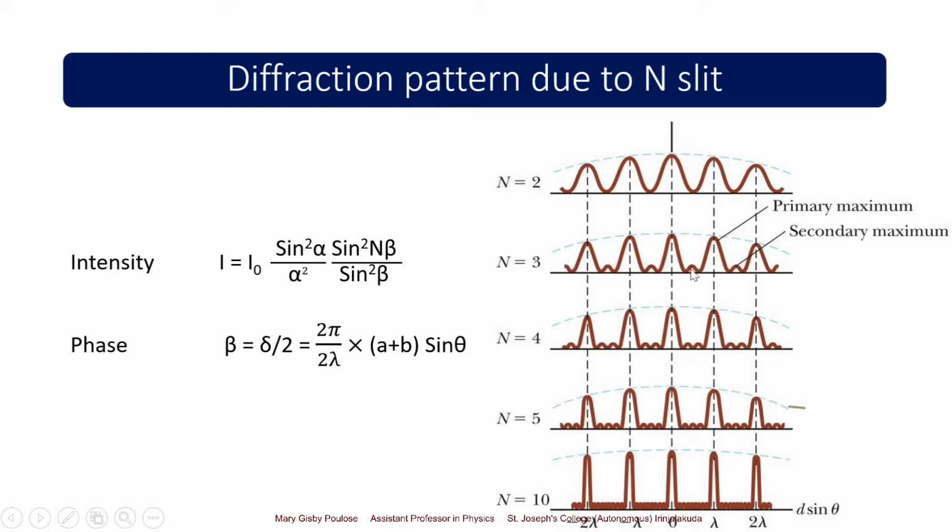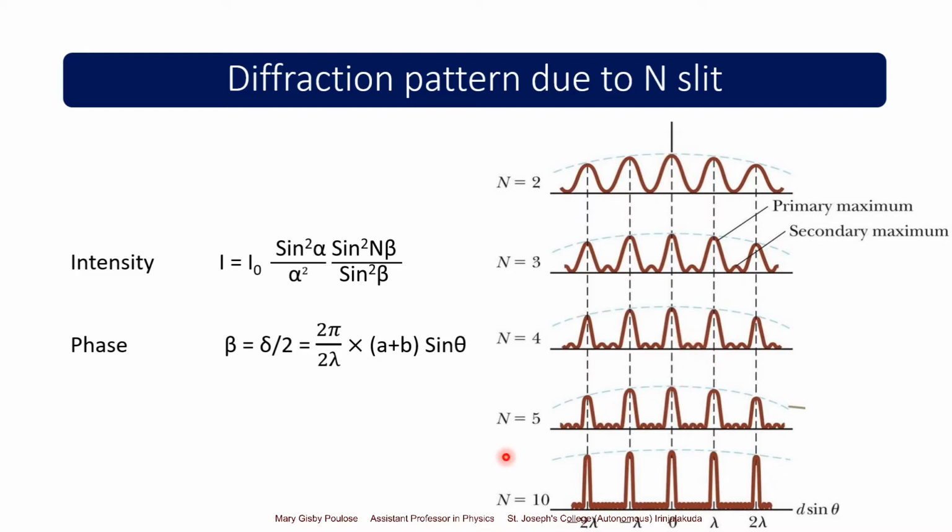Likewise, when n is equal to 4, we have a number of primary maximas, and all their intensities gradually decrease as we move away from the center. In between these primary maximas, we have secondary minima points and secondary maxima points.